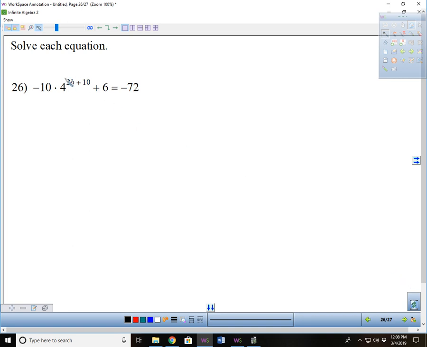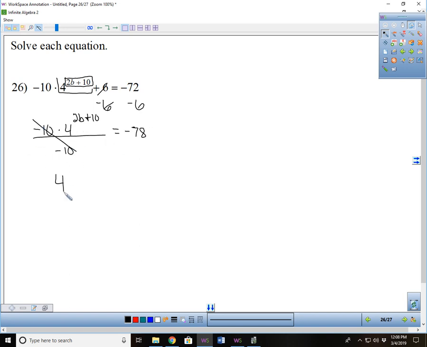All right. So I am solving for this up here. So I need to get this whole thing right here by itself. So the first thing I'm going to do is subtract the 6. So I get negative 10 times 4 to the 2b plus 10 is equal to negative 78. Then I'm going to divide by negative 10. So I get 4 to the 2b plus 10 is equal to negative 78 divided by negative 10, which reduces to 39 over 5.